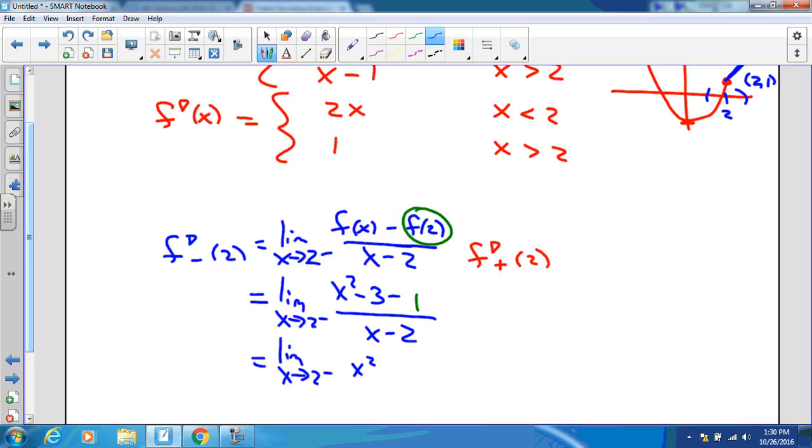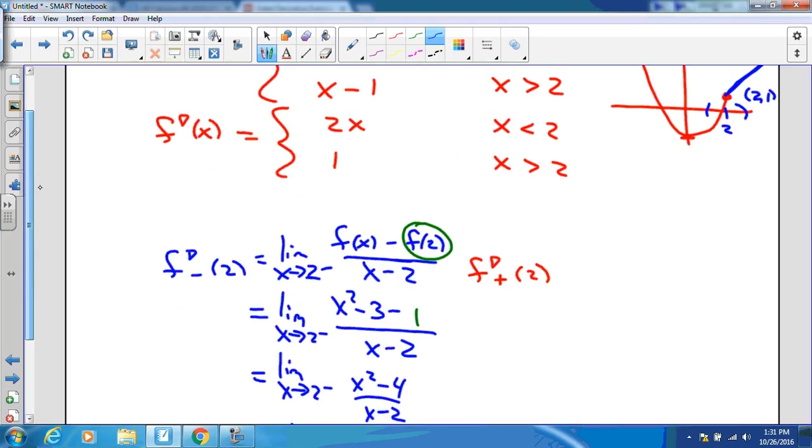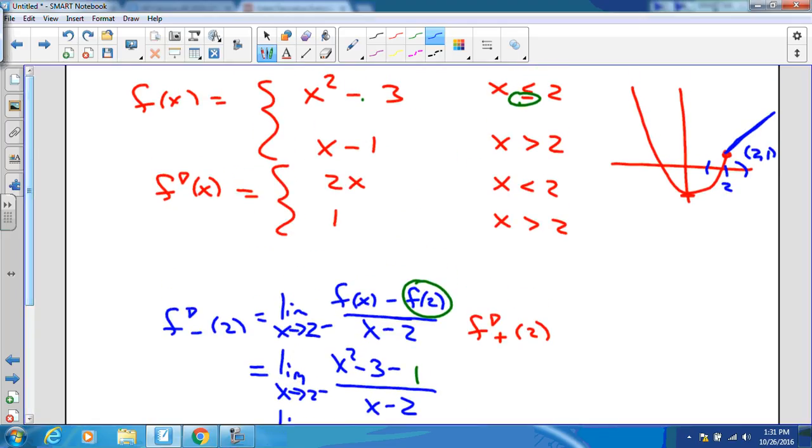The easy part is the evaluation. A quick check of form reveals 0 over 0. So factor it and get the limit as x goes to 2 from the left of x plus 2. Cancel, let x go to 2, and we get 4. And here's what this means: coming from the left, if I start at x equals 2 and work backwards, I'm going to get a slope of 4.